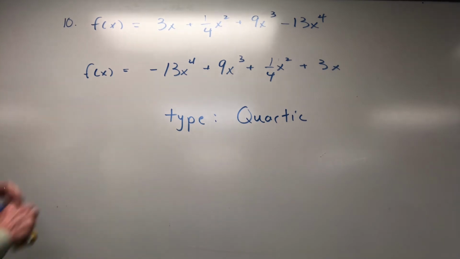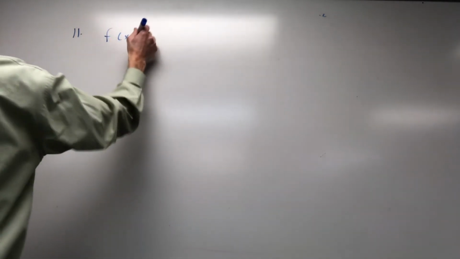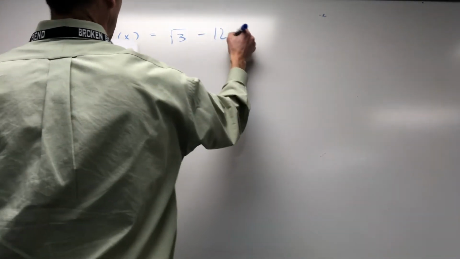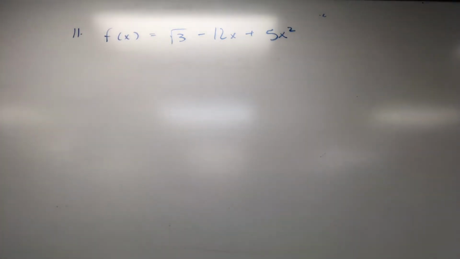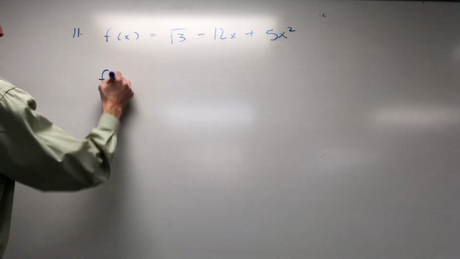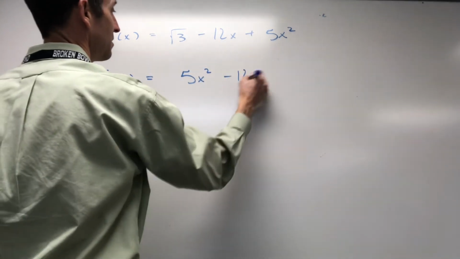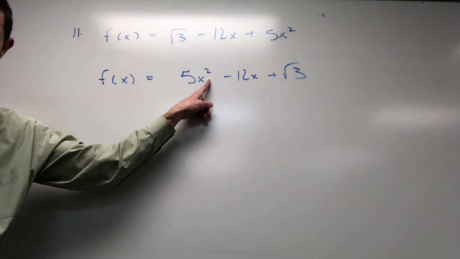Let's do another one. Call this 11. f of x equals square root of 3 minus 12x plus 5x squared. So you take a look at this one. 5x squared is first, then x, then square root of 3. So it's degree 2, largest power is 2.